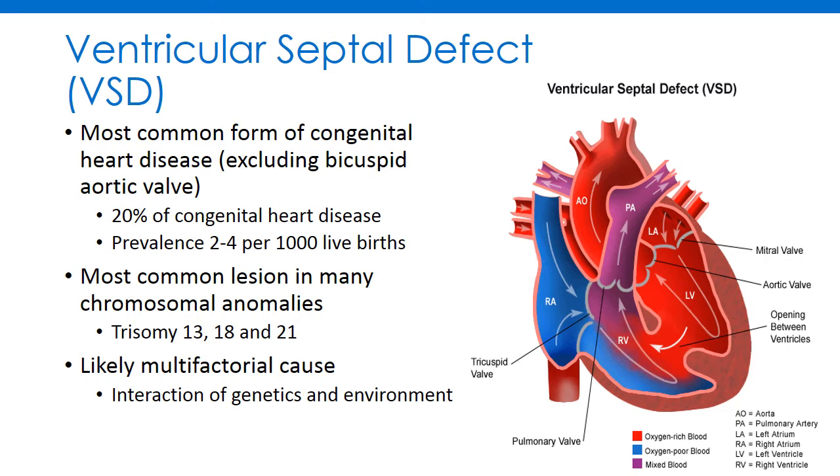As I mentioned, ventricular septal defects are one of the most common forms of congenital heart disease. Besides bicuspid aortic valve, it is the most common, at 20% of congenital heart disease. The prevalence is about 2 to 4 per 1,000 live births. It's very commonly associated with chromosomal abnormalities, including trisomy 13, 18, and 21. The causes are likely multifactorial, with the interaction of genetics and environment.